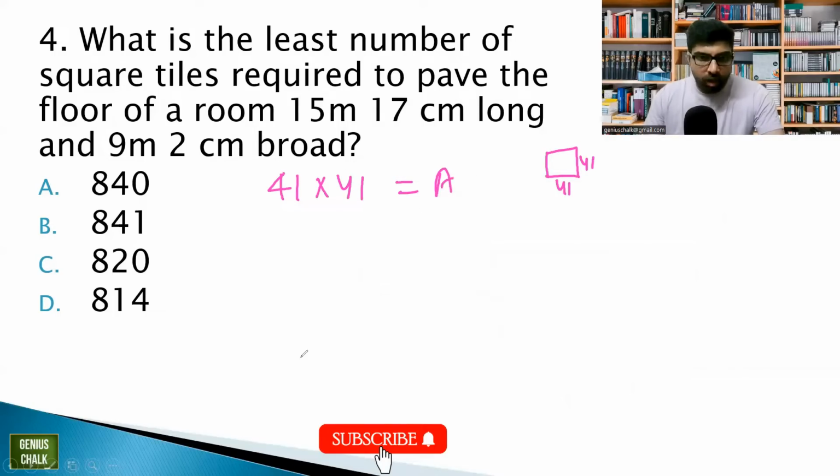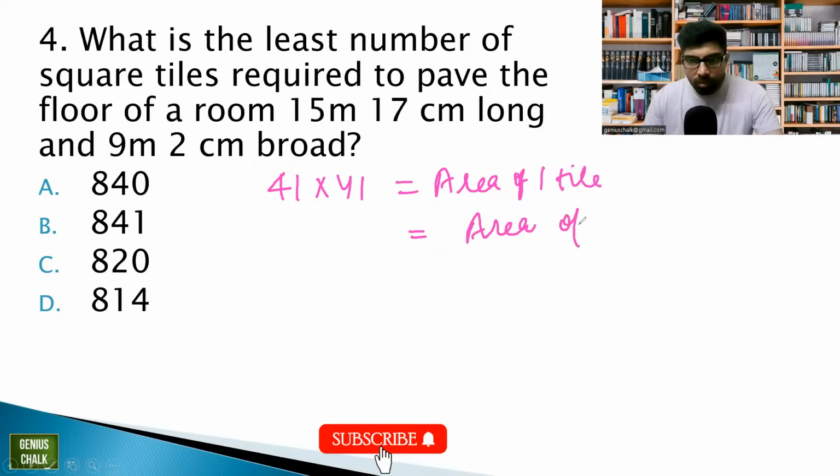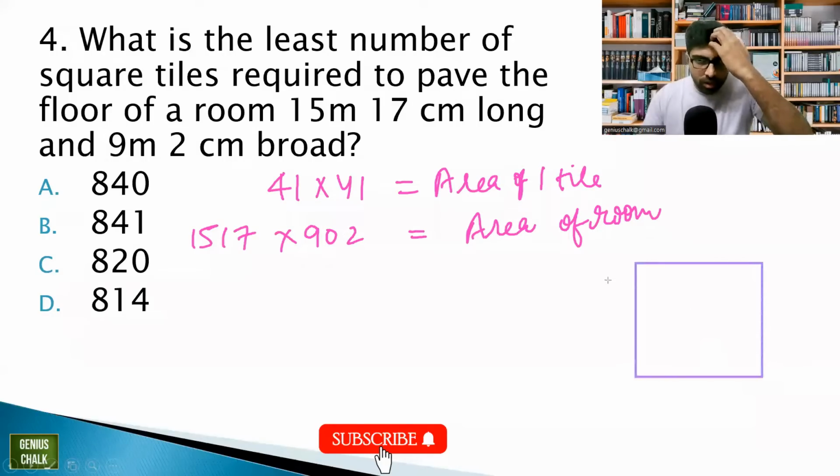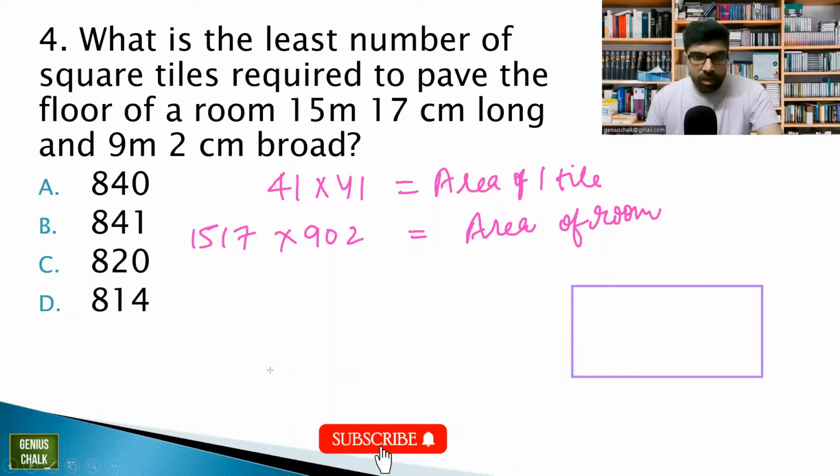Can you find the area? Because now I have to find the area of one largest tile. So this is 41 into 41. And what is the area of the room? That is 1517 into 902, right? Now this is the room, like you can see here. In this you have to apply these tiles like this. They are all square tiles.